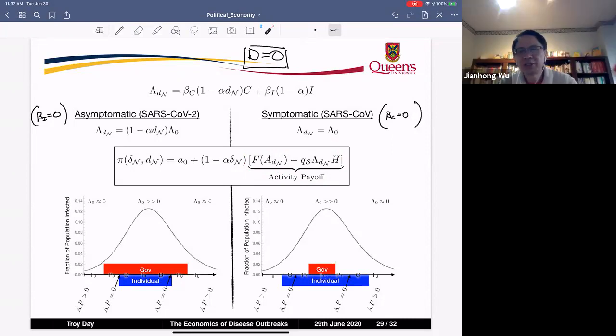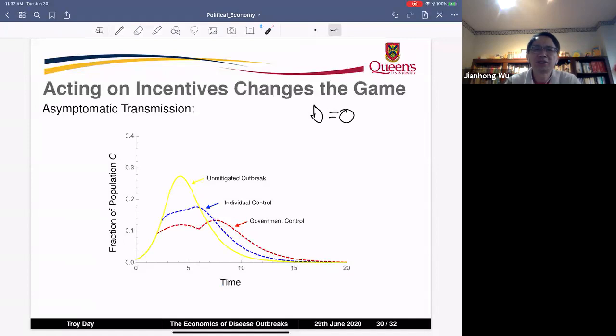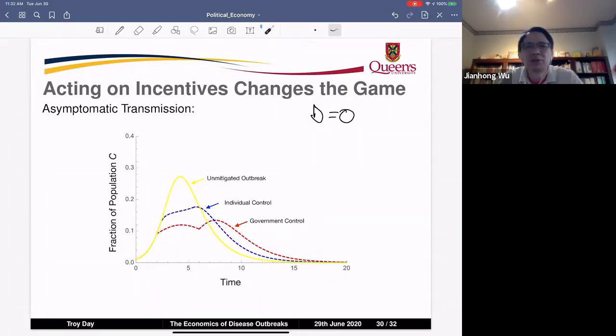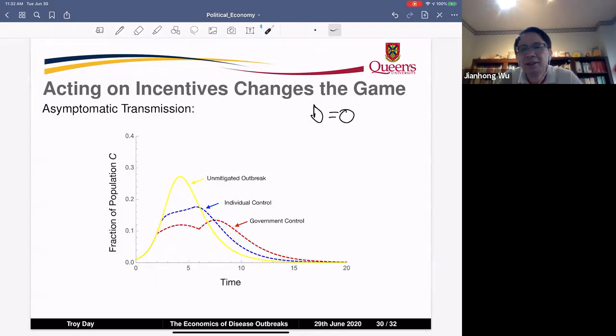Yes, Troy, if you can move to the next page. So what does it mean if it's purely government control rather than individual control at the end of the outbreak? You will see more cases. Now I see the red line is on top of the blue line, the individual. Is that coincidence, or is it always the case? You mean out here, the red line is higher than the blue line? Yeah. That's a good point.